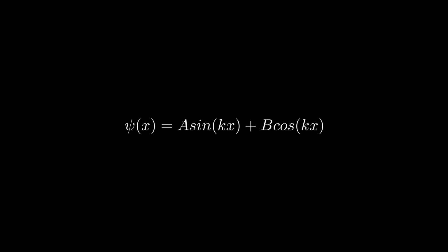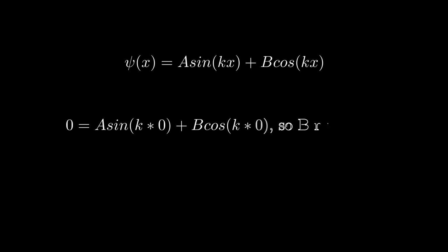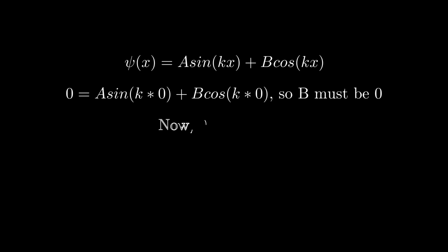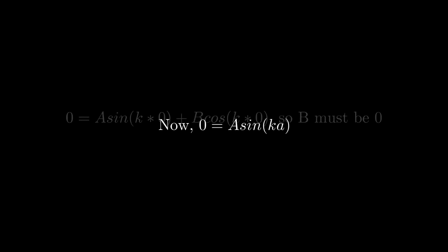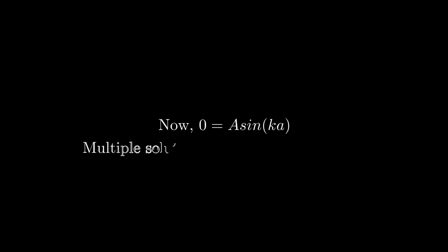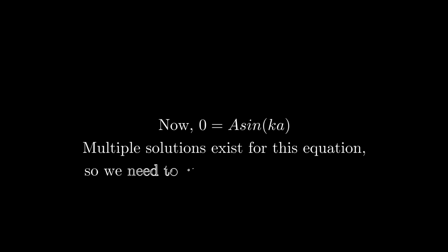Plugging in 0 for x reveals that b must be 0 because the cosine of 0 is equal to 1 and not equal to 0, which is not a consistent equation. The next boundary condition involves plugging in a for x. So now we have that 0 is equal to some constant a times sine of k a. For this, we turn to the graph of sine of x.